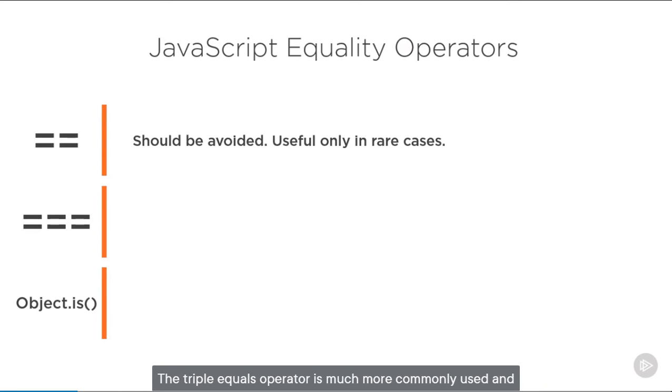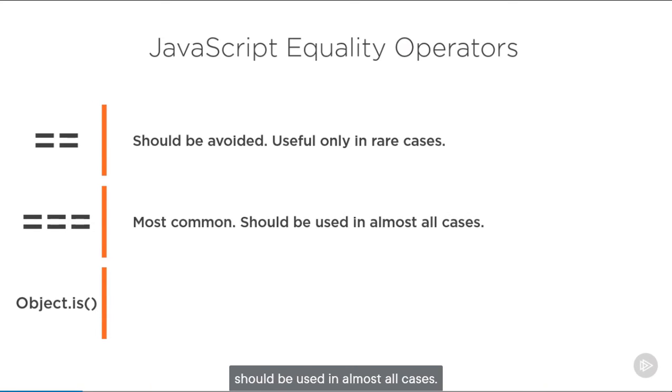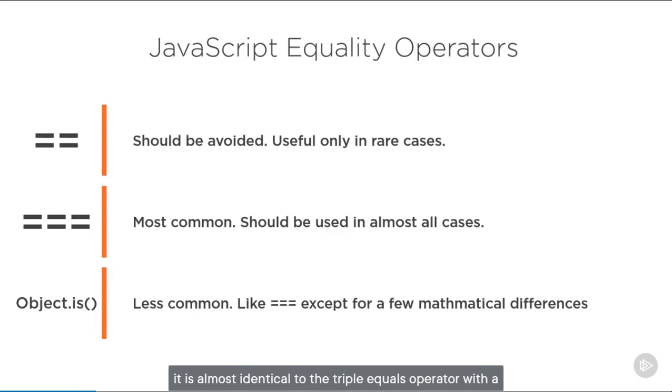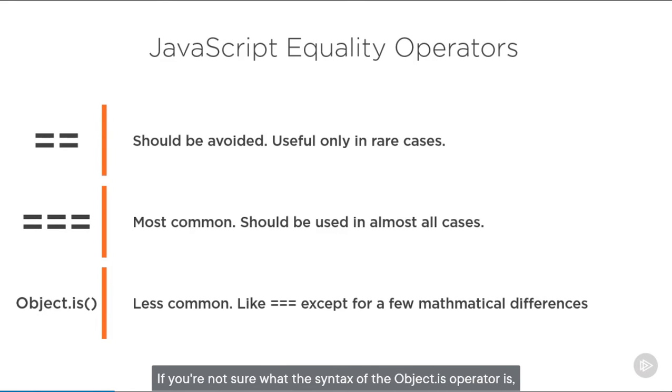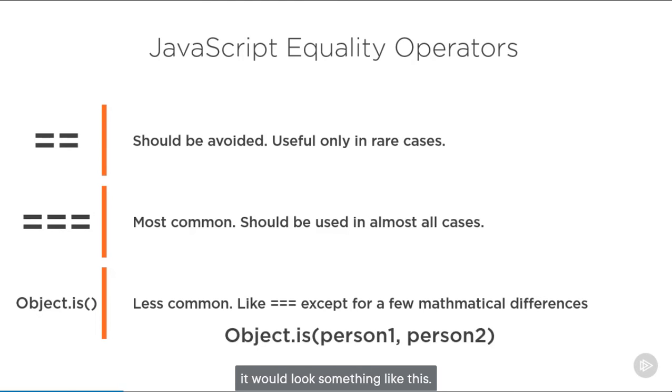The triple equals operator is much more commonly used and should be used in almost all cases. And then the Object.is operator is less commonly used. It is almost identical to the triple equals operator, with a couple of small mathematical differences, which we'll get into next. If you're not sure what the syntax of the Object.is operator is, it would look something like this. So you pass 2 objects into it, and it will return true if it determines that they are equal. Okay, let's dig into each of these a little bit more.